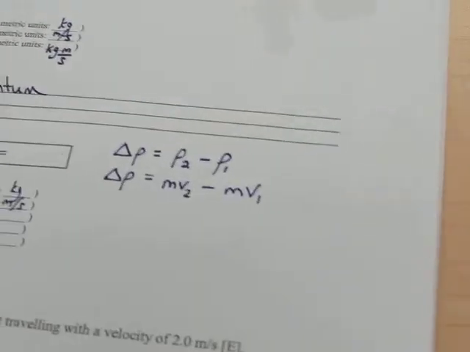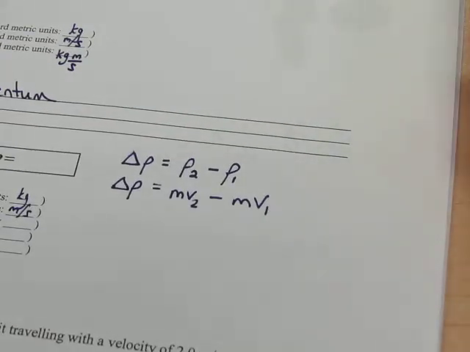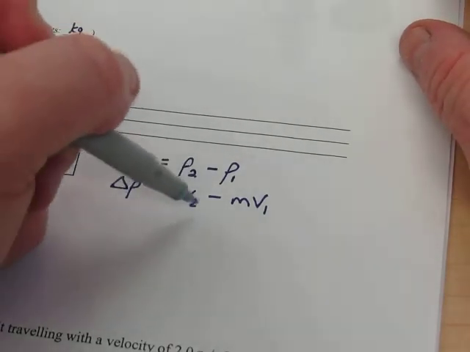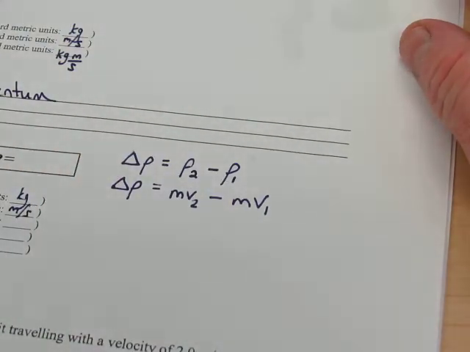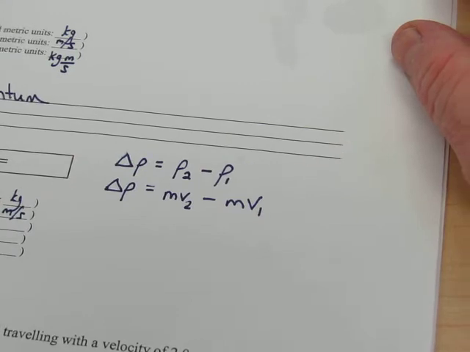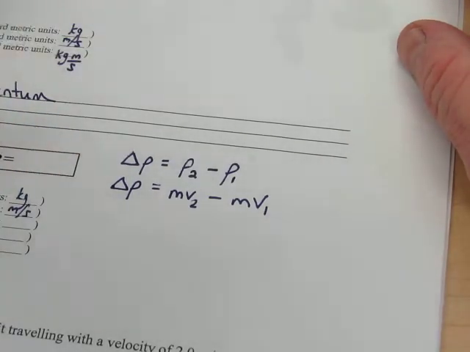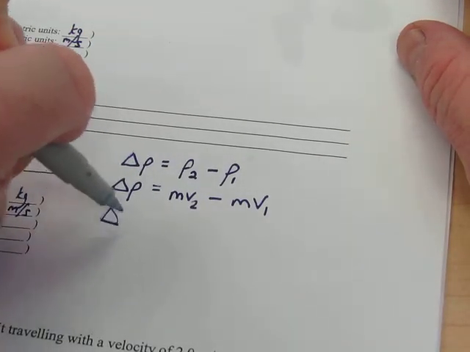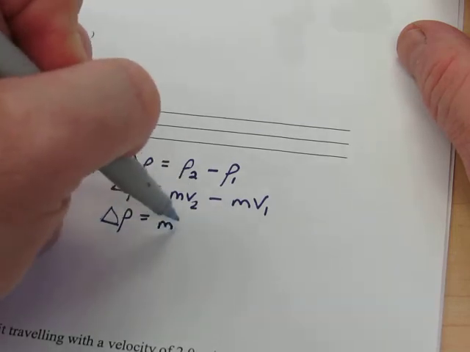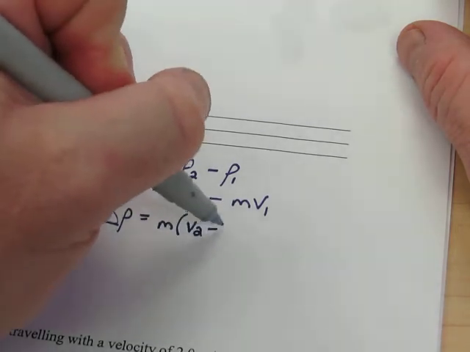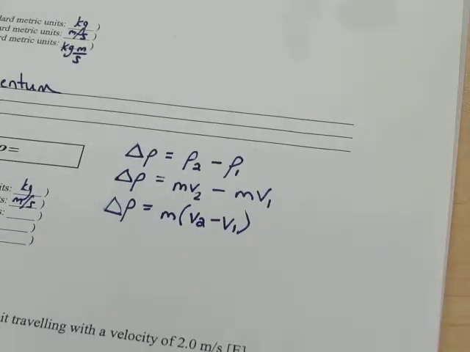Let's go a little bit further on this formula because there are actually two ways that you can write it. Over here in the rough notes, there is a common multiple of m. There aren't two objects when you do momentum questions, at least not in the beginning. We'd only be talking about one object. You could take that m out as a common factor and say v2 minus v1.